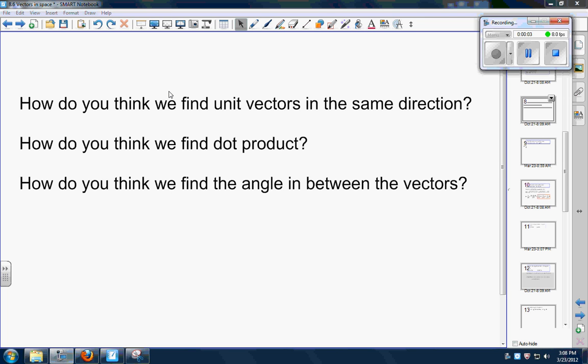So we left off considering these three questions and how what we've done in 2 dimensions is going to apply to 3-dimensional vectors now.